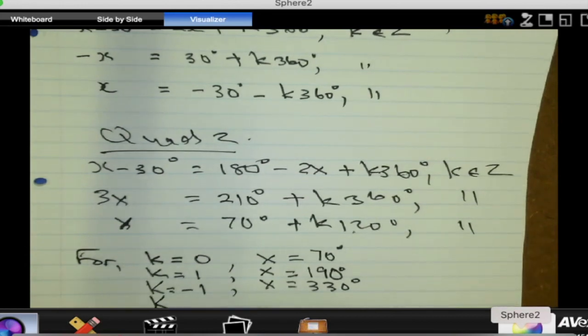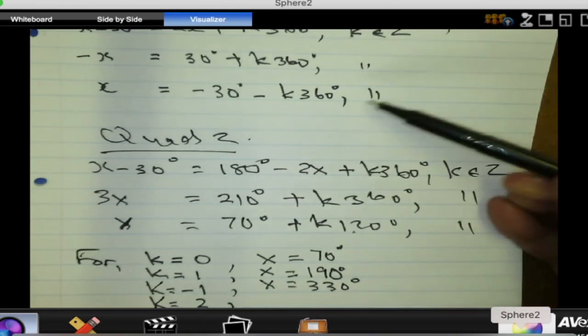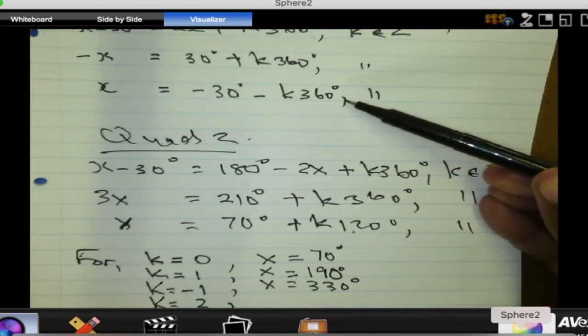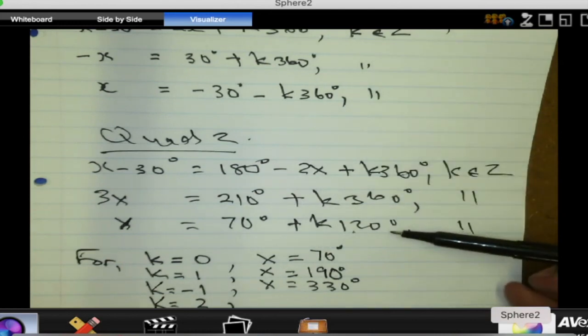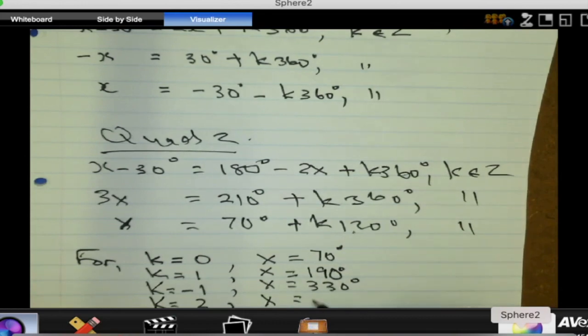Right, let's go to k equal to 2. Put k equal to 2 there. Will it help us? No, it won't. Put k equal to 2 in the second one. We get 240 plus 70. How many degrees is that? 310. So 310 degrees. Okay, negative 2?